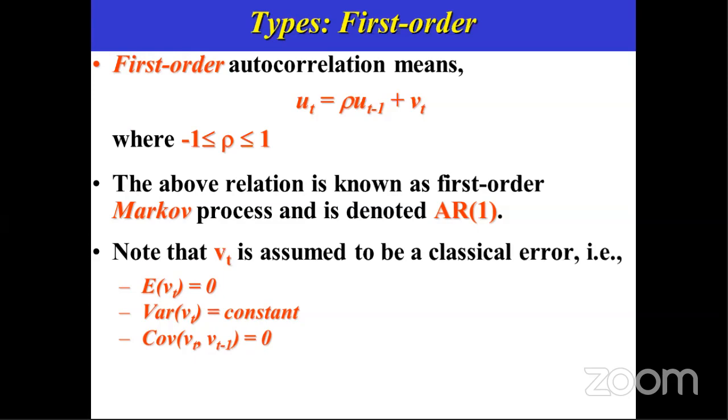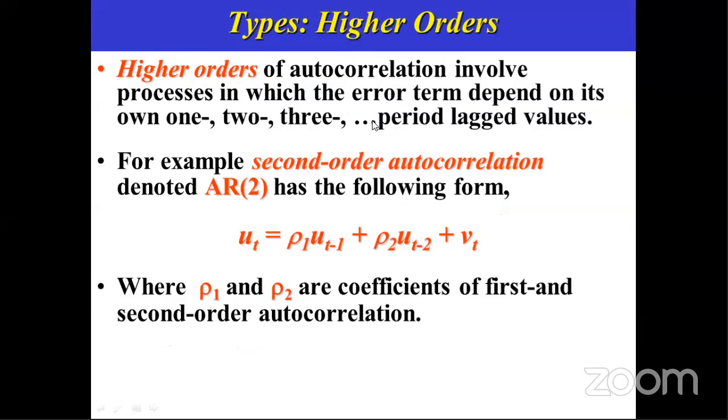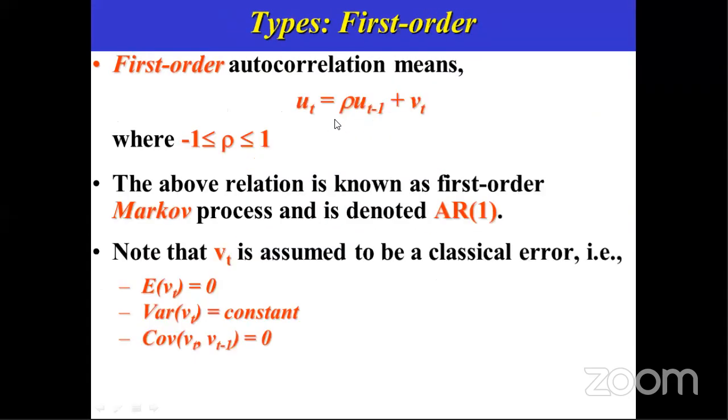The first is you are testing whether the ut, the error value, depends upon its own past value or not. For that you need an error term in regression analysis. Now we have a new error term that is denoted or represented as vt.